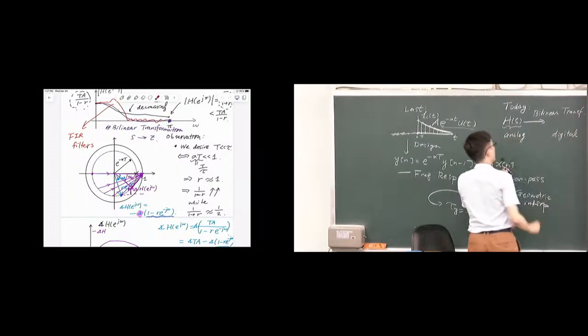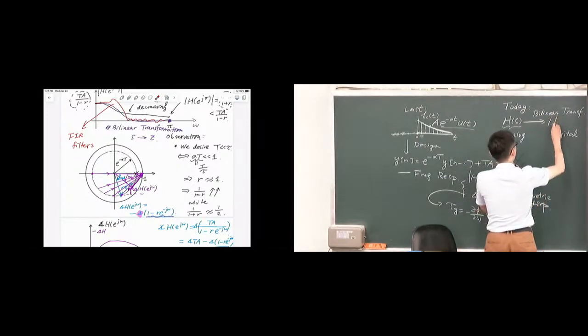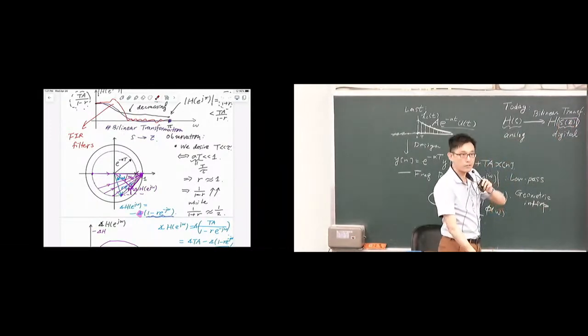Bilinear transformation gives us H of s of z, where, as suggested by the notation, s becomes a function of z. That's what the transformation is about. S is the Laplace S, the Laplace S domain, right? E to the minus st.